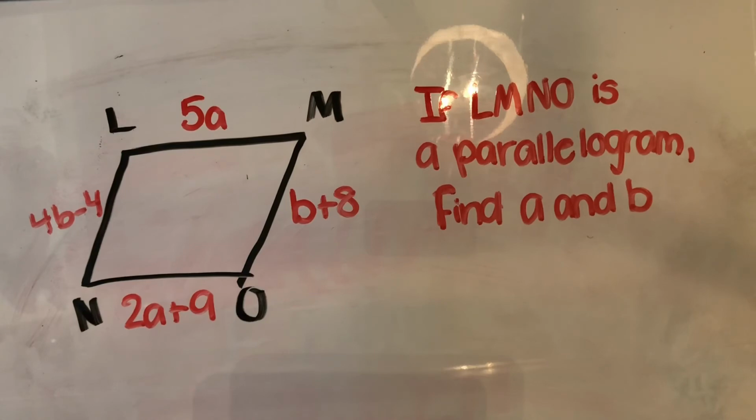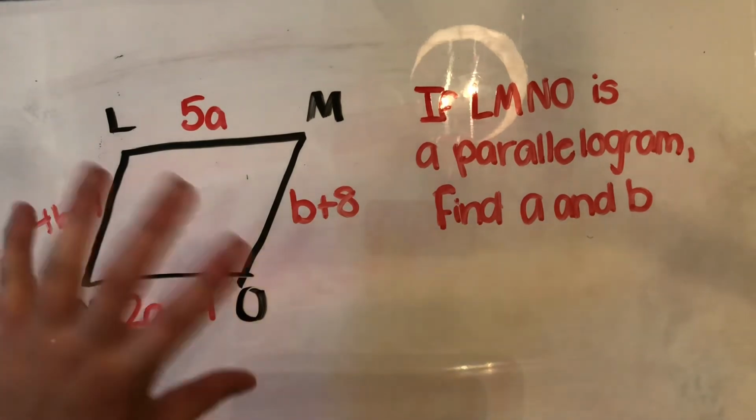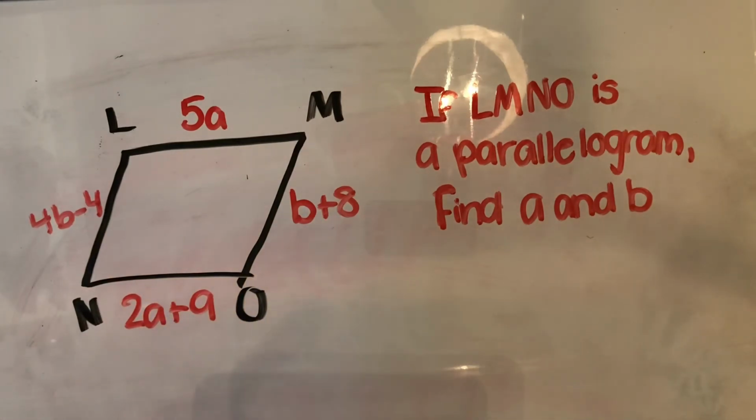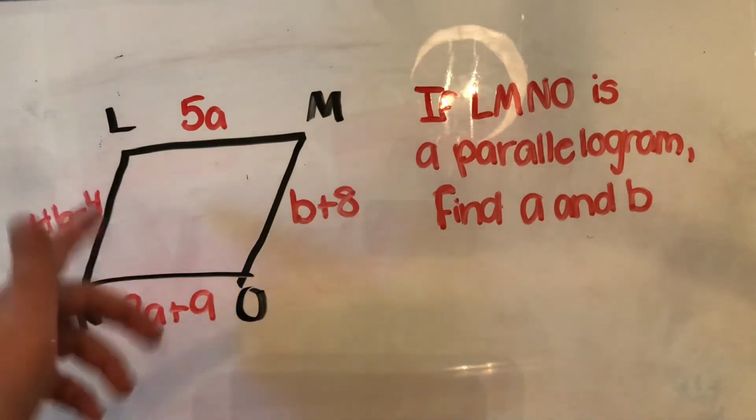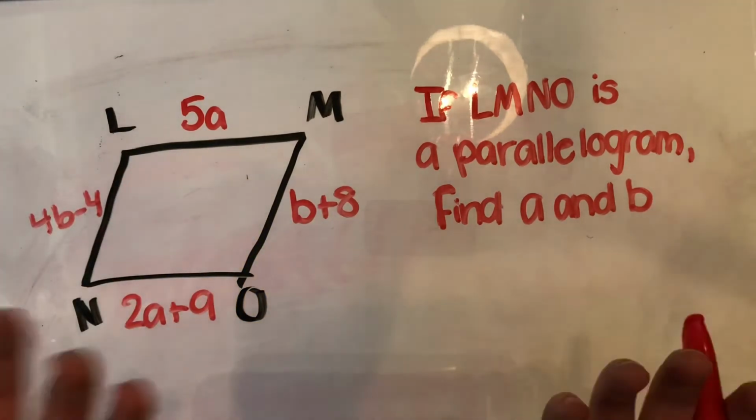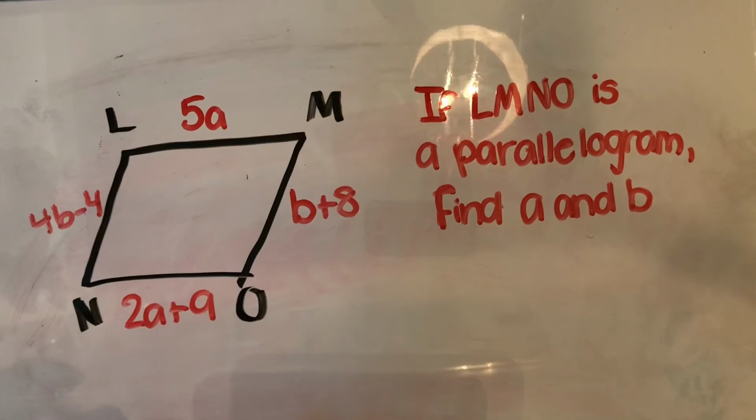So remember, property 6.3 says that if a quadrilateral, which is this shape, is a parallelogram, then its opposite sides are congruent. So we know that this is a parallelogram, we can infer, and so we are going to set these two numbers up because they're on the opposite sides, and we're going to set them up to equal each other because remember, the opposite sides will be congruent, meaning they will be equal.